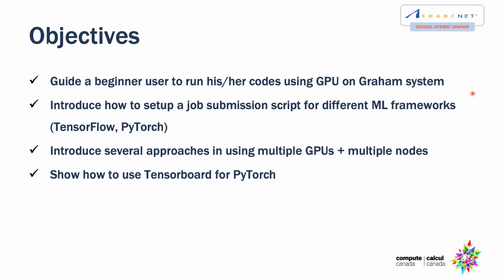Firstly, I'll try to guide a beginner user to run his or her codes using GPU on the Graham system. Secondly, I'd like to introduce how to set up a job submission script for different machine learning frameworks, such as TensorFlow and PyTorch. Thirdly, I want to introduce several approaches to using multiple GPUs and multiple nodes, especially for those two, TensorFlow and PyTorch as well.